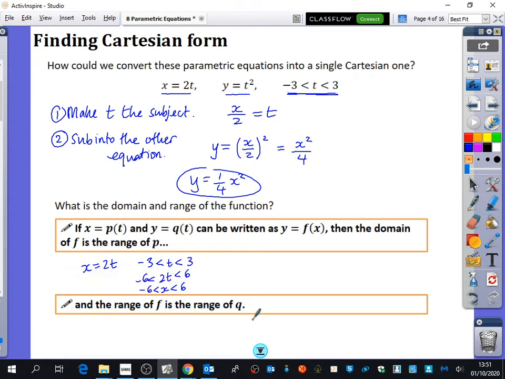Well, what do we think the range is going to be? In other words, what do we think the y values will be? If y is equal to t squared, what possible values for y can we get if we know that t is between -3 and 3? What's the biggest thing that y could be? 9. The biggest thing that y could be is 9. What's the smallest thing that y could be? 0. Because in between -3 and 3 is 0.